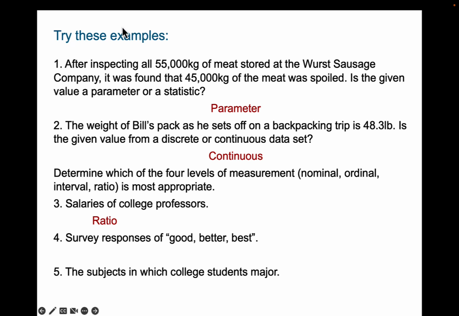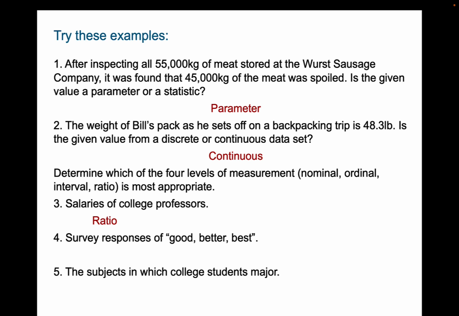Let me try to elaborate. Salaries. What unit do we measure salaries in? Answer is dollars. So when you think about dollars, if you're recording dollar amounts, are you recording nominal, ordinal, interval, or ratio level? And the answer is, whenever you're recording dollar amounts, you have ratio level data because $0 represents no dollars, so none of that unit, and $0 is a natural starting point.